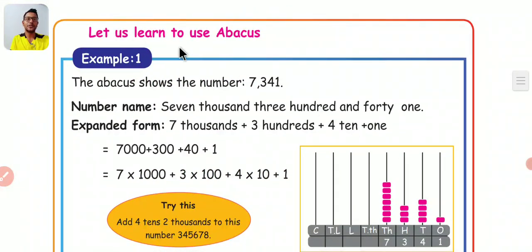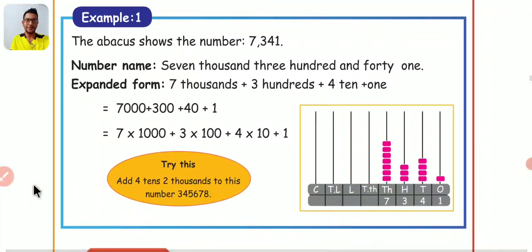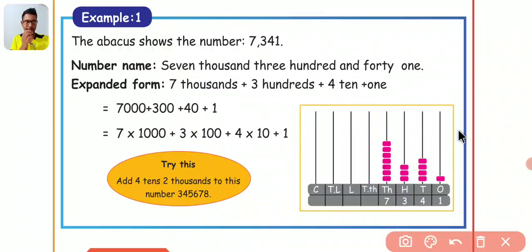Let us learn to use abacus, okay. This is abacus. Here we have abacus. This one is called abacus, okay. Number name, okay. Here the abacus shows the number 7341, okay. Number name, this is 7341, okay. Expanded form, okay. This is the standard one, okay.